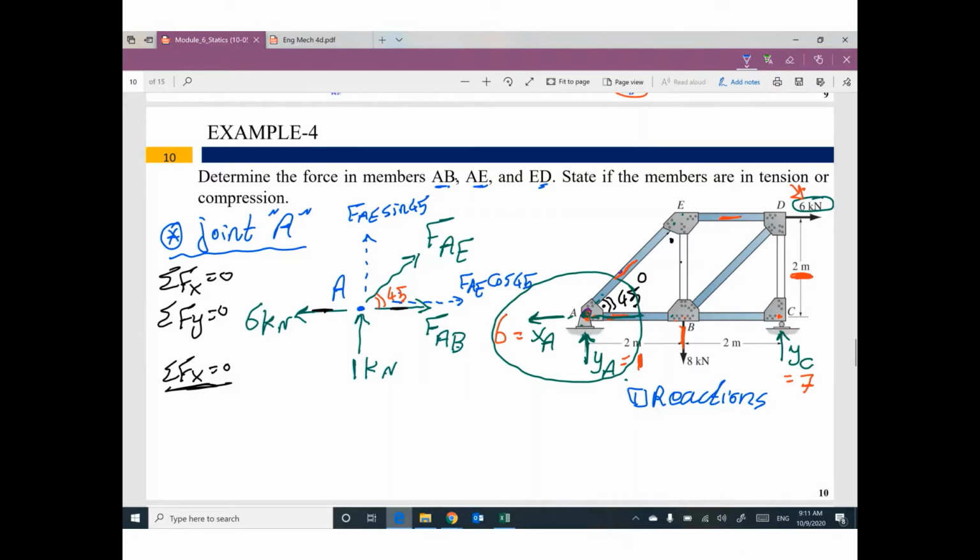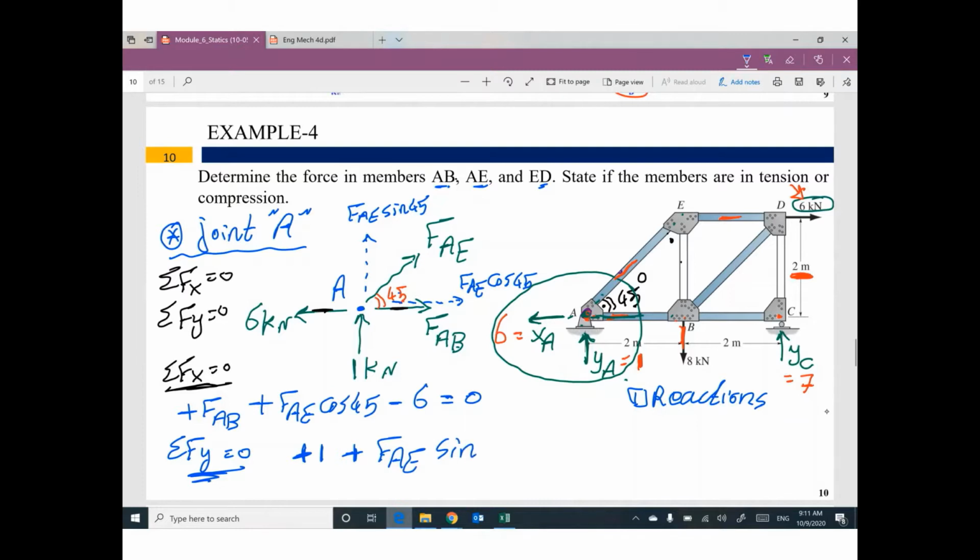Okay, go ahead and tell me which forces in x direction. We have positive FAB. We have positive FAE cosine 45 degree. We have negative 6. Make sure you included all components in x direction equals 0. Second equilibrium equation, summation f of y equals 0. What do you have in y direction? We have positive 1. We have positive FAE sine 45 degree. Anything else? No, equals 0.